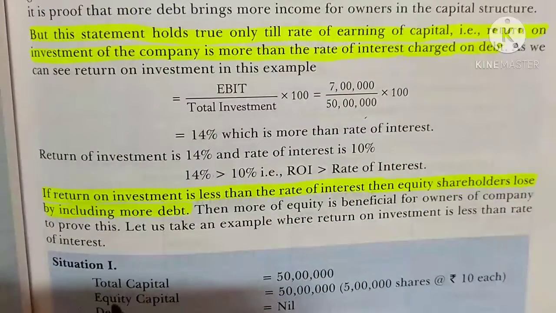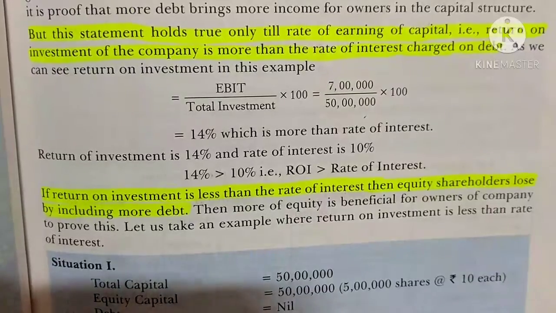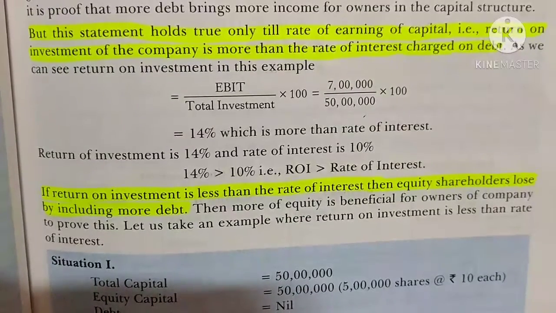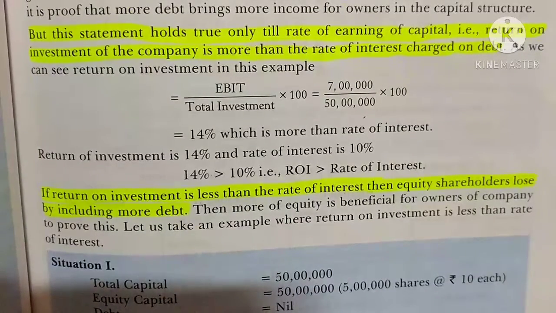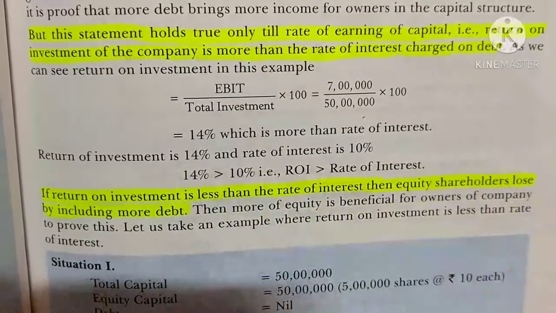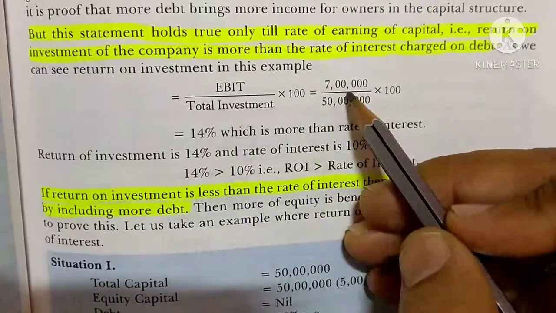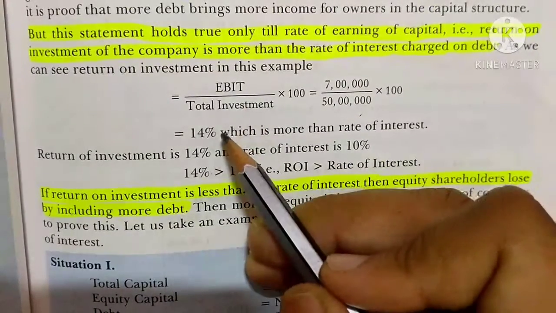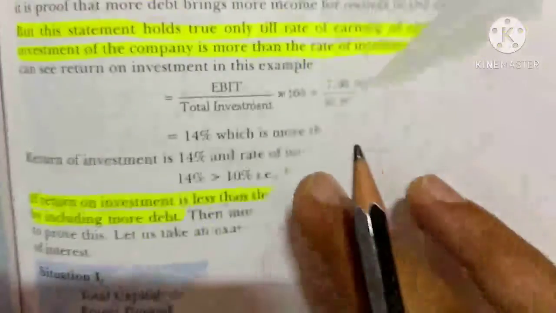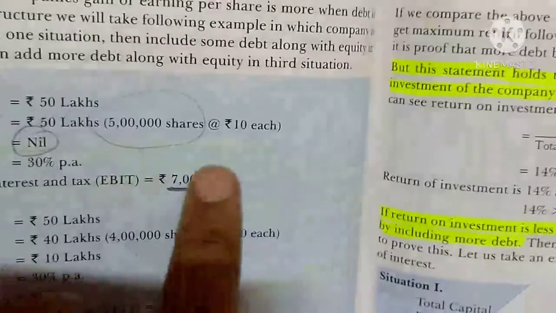As we are charging how much? 10% rate of interest. But how much is the rate of earning? It is more than that rate of interest. That's why it is a suitable situation for us. Why? Just check here. EBIT, how much? Earning before interest and tax. It was 7 lakh. Divided by total investment, how much have we done? 50 lakh. 5 lakh shares at the rate of 10 rupees each.